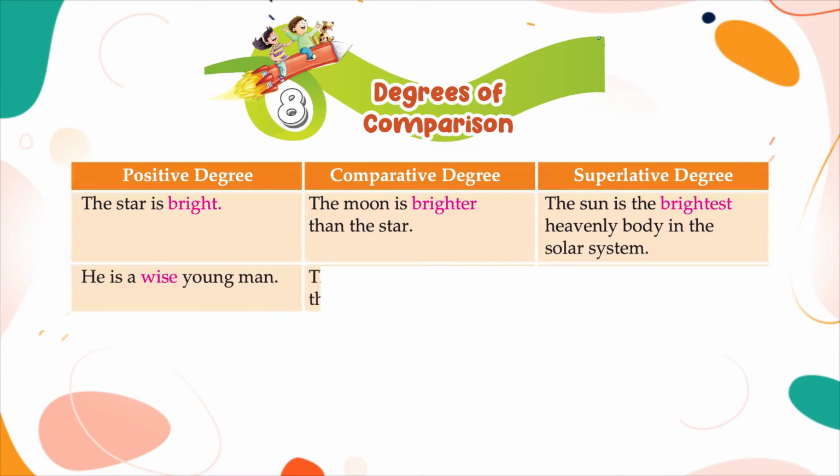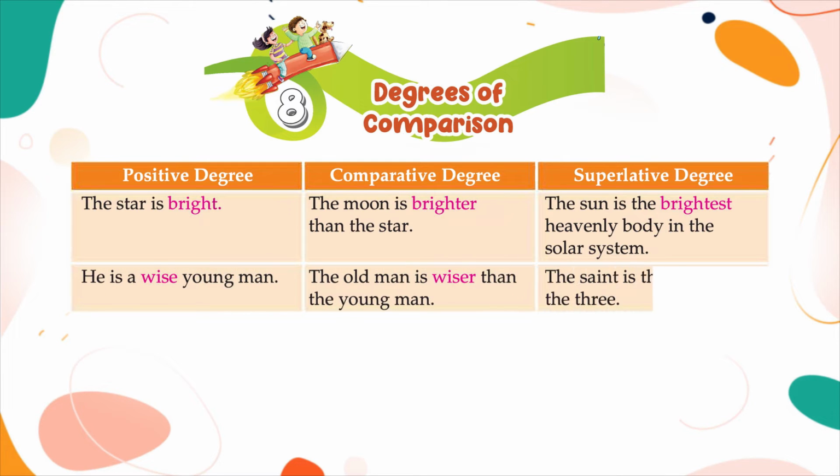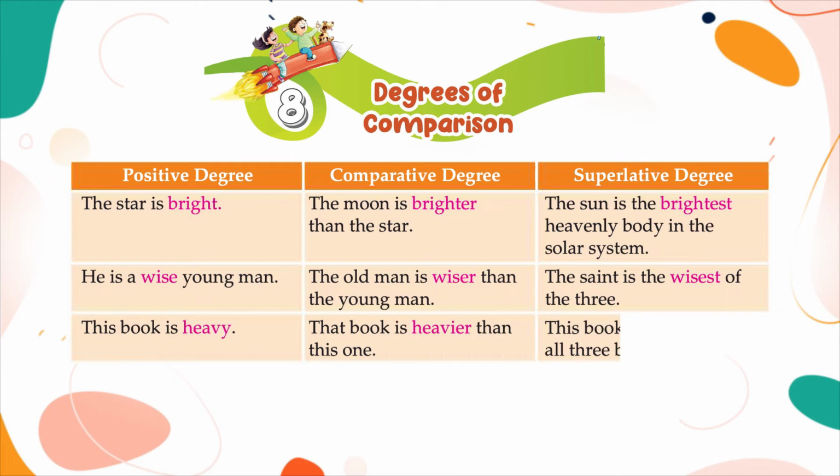He is a wise young man. The old man is wiser than the young man. The saint is the wisest of the three. This book is heavy. That book is heavier than this one. This book is the heaviest of all three books.